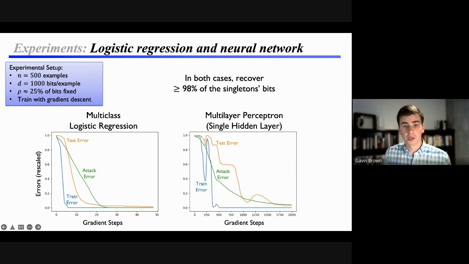The story for the multi-layer perceptron with a single hidden layer is basically the same. The train and test error are now a little funky, but the attack error is monotonically decreasing. Every gradient step, the attack gets a little bit better until it's recovering almost all of the bits from the singletons in the training data.